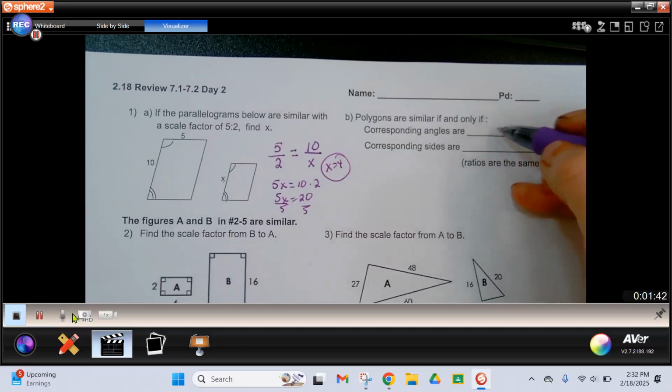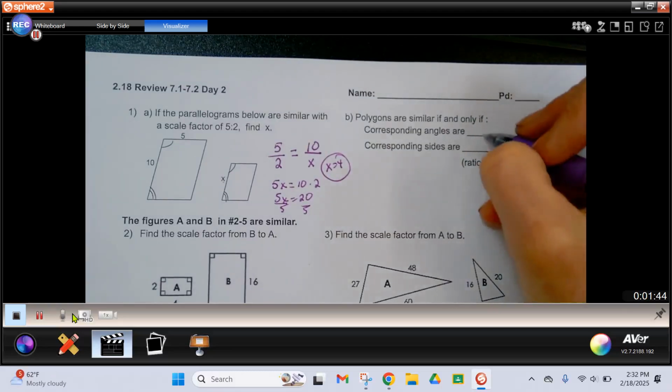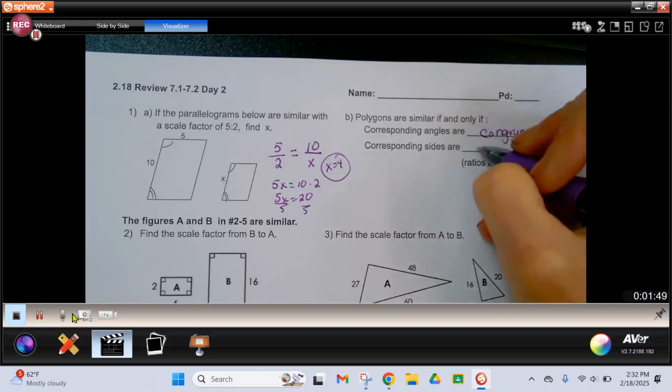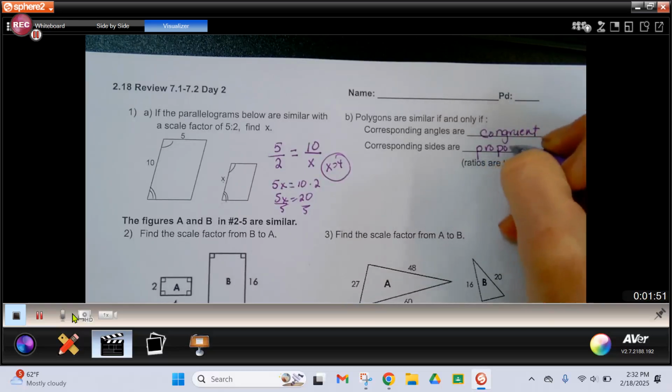Polygons are similar if and only if corresponding angles are congruent and corresponding sides are proportional. Their ratios are the same.